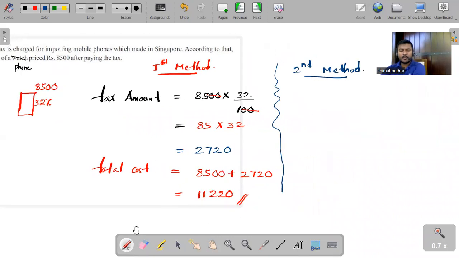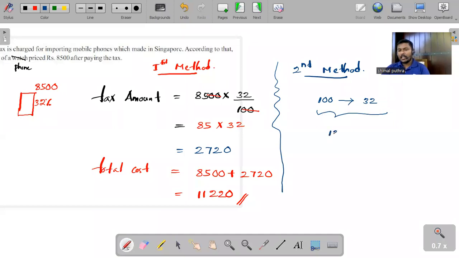Second method, you already know. Just forget about the phone. There is something I will import for Sri Lanka. The valuation is 100 rupees. I already paid 100 to Singapore. Then I paid 32% to the Sri Lankan government. From the 100, 32% means 100 into 32%, that is just 32. So what is the final valuation of this one? I already paid 100 for Singapore and 32 for the Sri Lankan government.